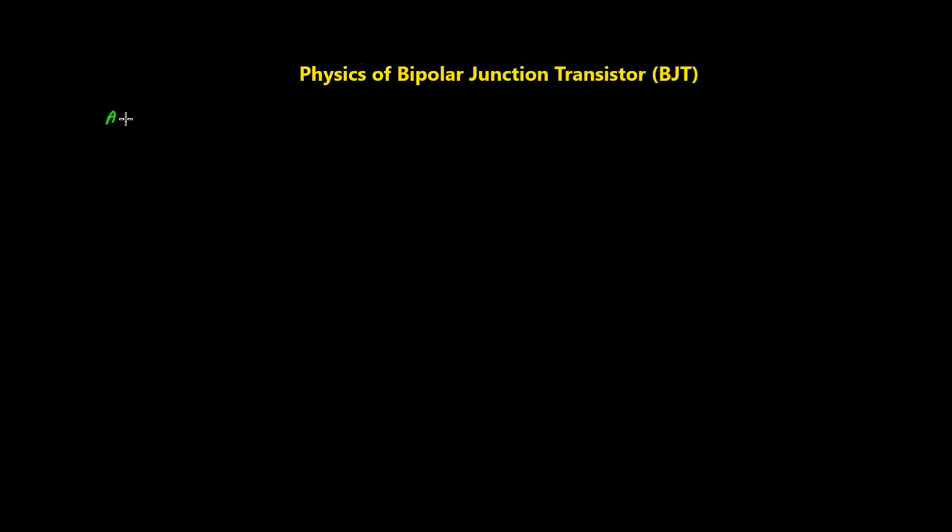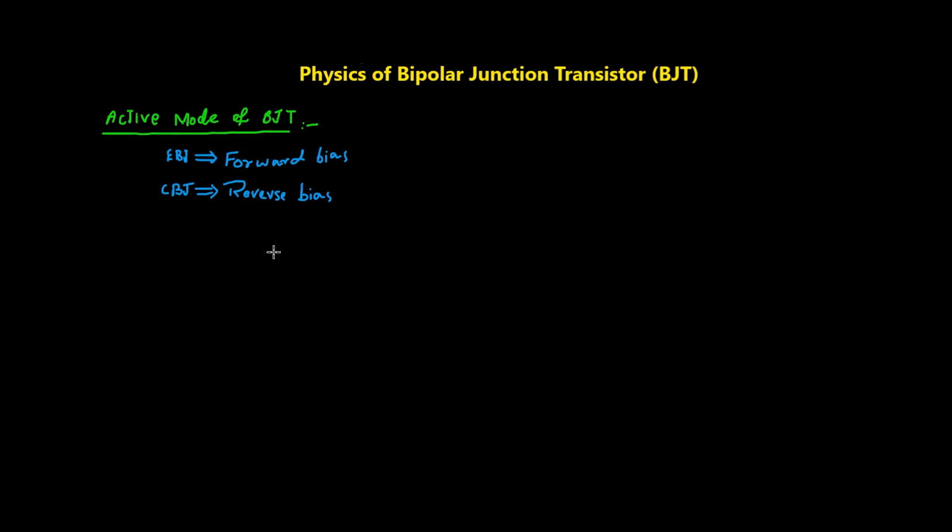Let's discuss the active mode of a BJT. As I have told you, in active mode the emitter-base junction is forward biased while the collector-base junction is reverse biased. To operate a BJT in active mode, a condition must be met. The condition is that collector voltage Vc must be greater than base voltage Vb, and base voltage must be greater than emitter voltage Ve. Let's draw the circuit and see how we can do this.